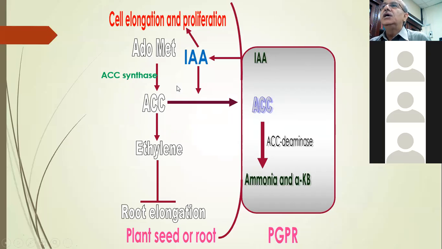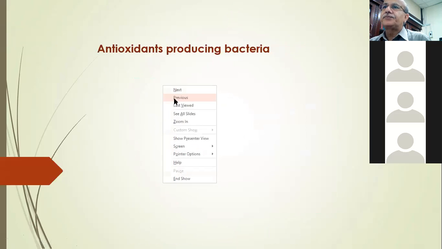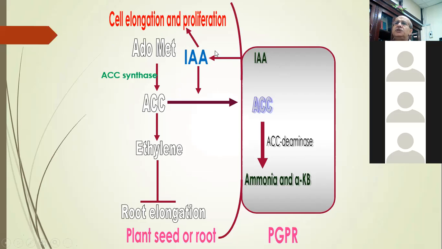If the bacteria produce IAA, IAA stands for indole acetic acid, which is a hormone. That indole acetic acid enters the plant and it improves cell elongation and root proliferation. So root growth is improved. Now, due to this IAA, there is more ACC synthase enzyme.